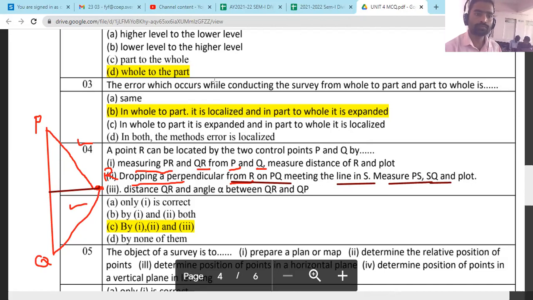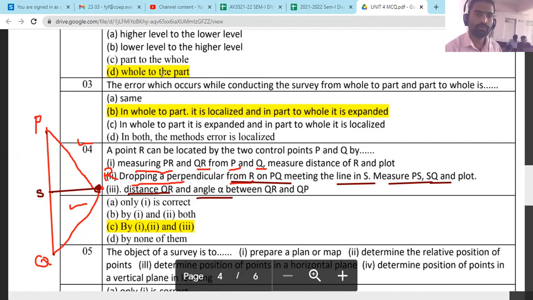So now from R, I have dropped this perpendicular on PQ. This point is called S. Now I have to measure this PS, and now I have to measure this SQ, and we can locate this point. Okay. Then distance QR and alpha between QR and QP.